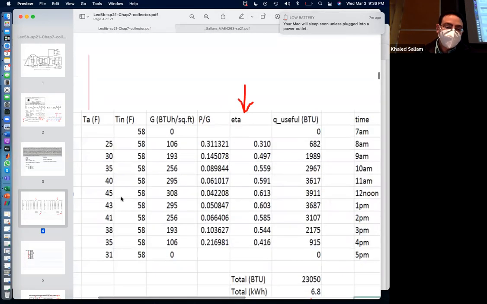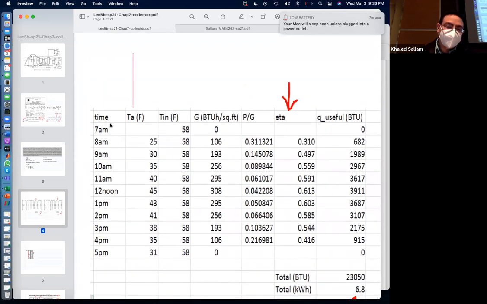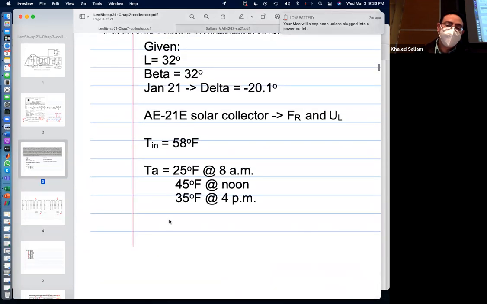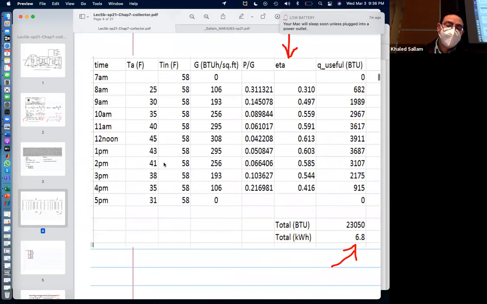So look at the temperatures. As the time goes by, the T ambient goes 25, 30, 35, 40, 45. And then you need to go back to, what, 35 at 4 p.m. So how can I go from 45 to 35? You see the difference and you divide over the hours, like, okay, 43, 41, 38. So let's take it until we hit there.